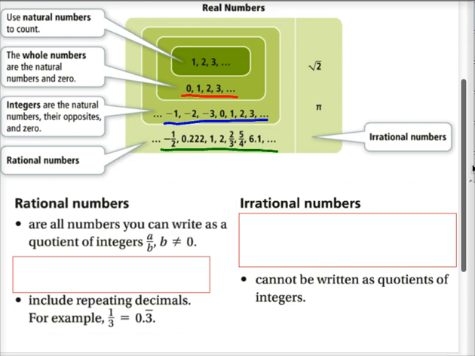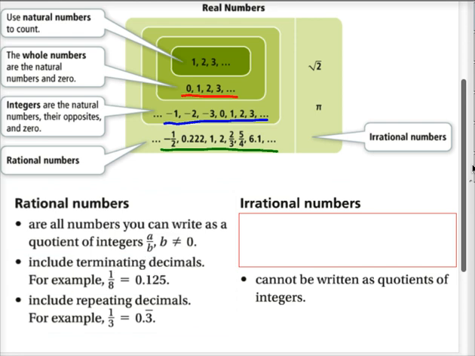Now let's describe what makes a rational number. This is one of the more interesting subsets that we get to talk about. So rational numbers are all numbers that you can write as a quotient of two integers. So a divided by b. So two integers dividing, as long as, again, you can't divide by zero. We all know you can't do that.